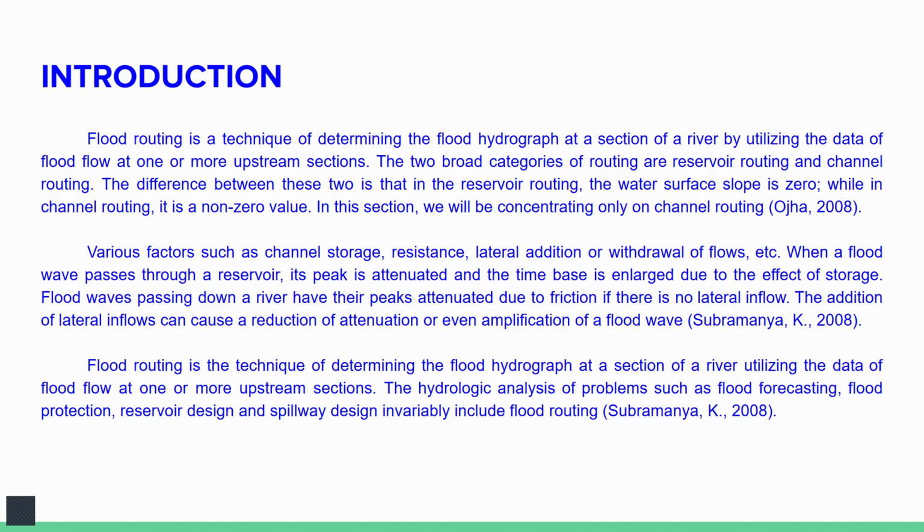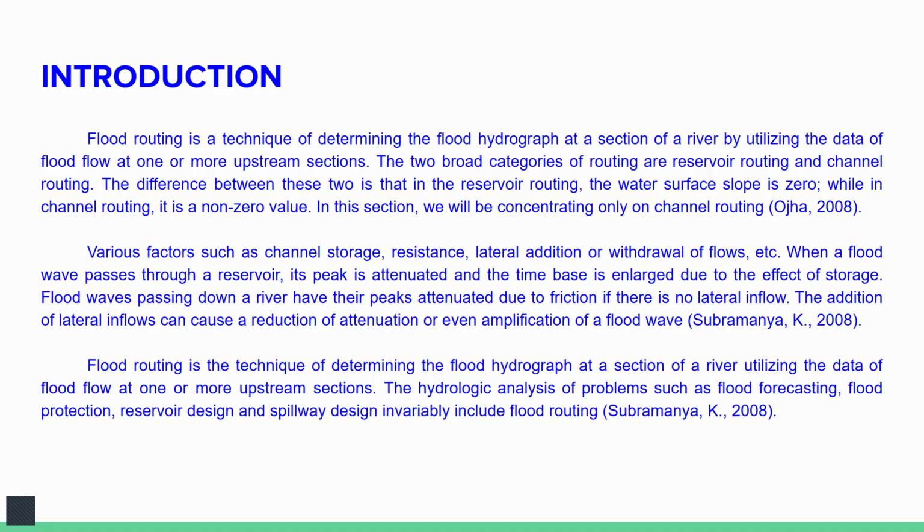The two broad categories of routing are reservoir routing and channel routing. The difference between these two is that in reservoir routing, the water surface slope is zero, while in channel routing, it is a non-zero value. So in this section, we will be concentrating only on channel routing. Various factors such as channel storage, resistance, lateral addition or withdrawal of flows, etc.